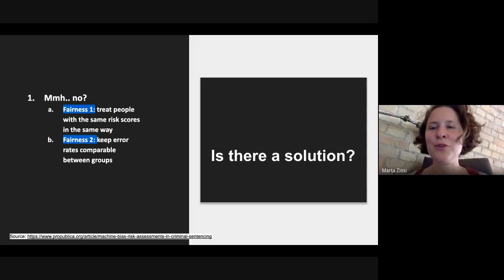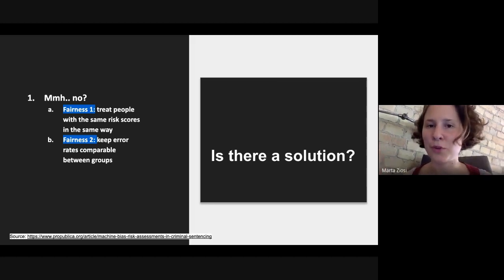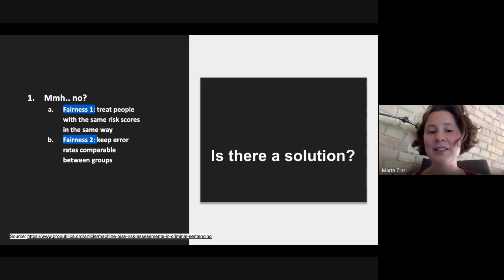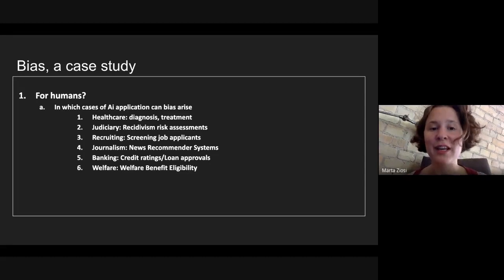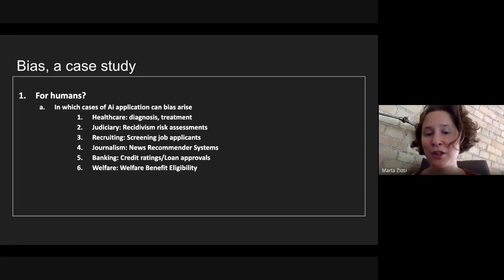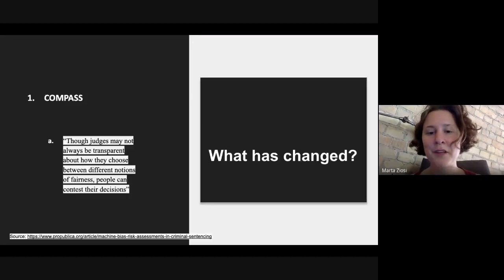So it's true, and this is a fact, no matter what algorithm we use. It's a dilemma. So this is the exercise: keep on using it, keep on playing around with it, and see what happens. Of course, this case of bias is not just limited to the judiciary. It goes into all of the cases of AI applications, which we saw before.